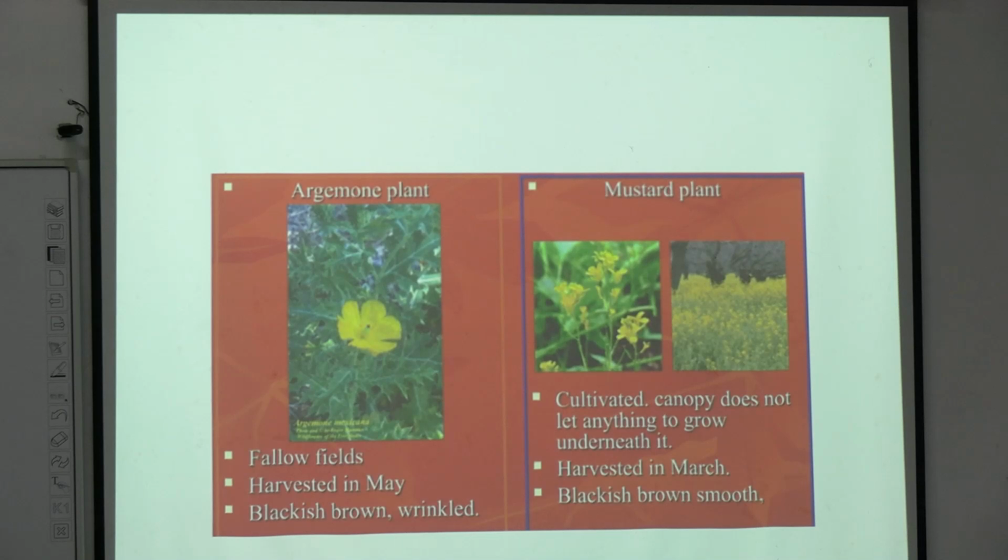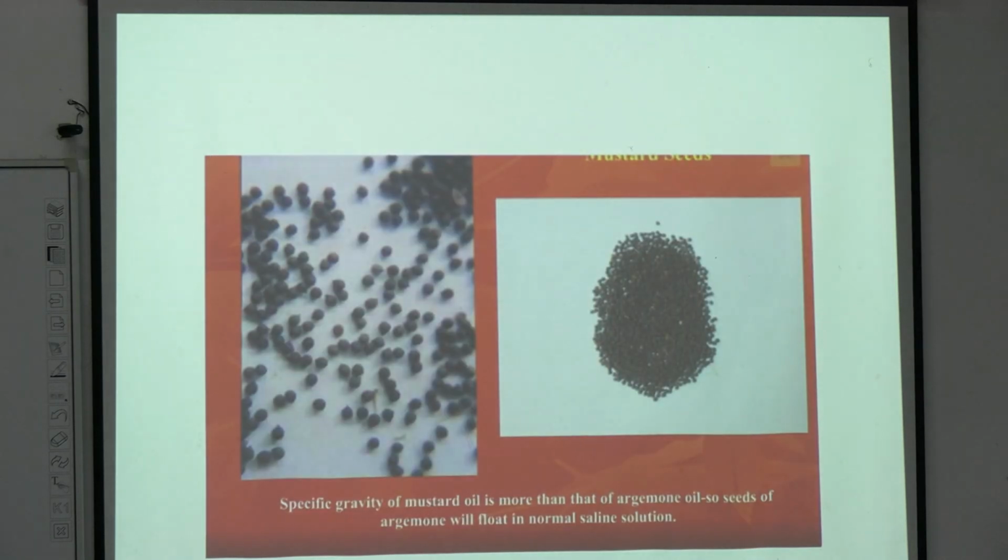Then comes the most important one, argemone plant and mustard plant. These look very much alike. The only difference is argemone is harvested in May and mustard in March, and both are blackish brown and wrinkled. Here it is blackish brown and smooth, with flowers, and grows in fallow fields. Here it is cultivated. The canopy does not allow anything to grow underneath it. This is the theory part, but mustard and argemone look very similar.